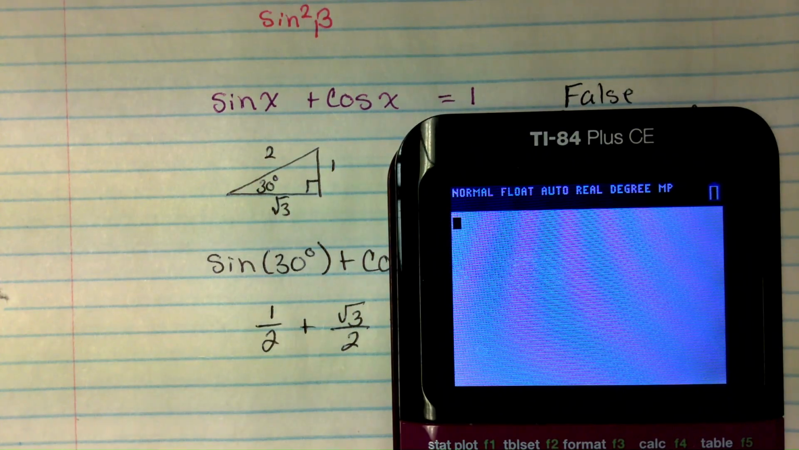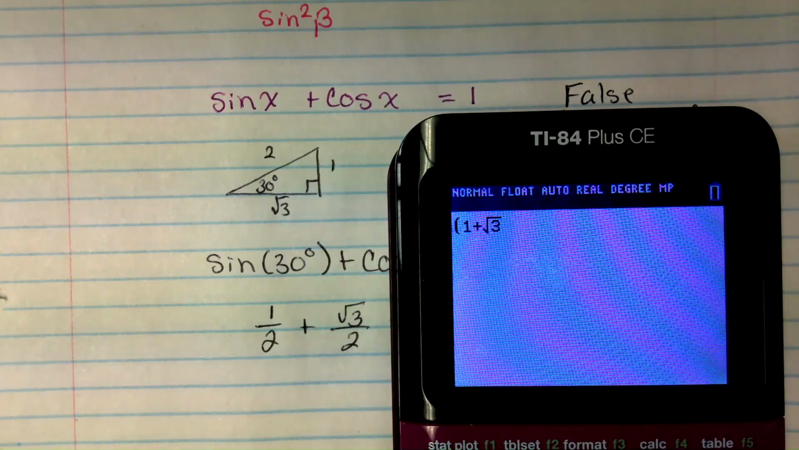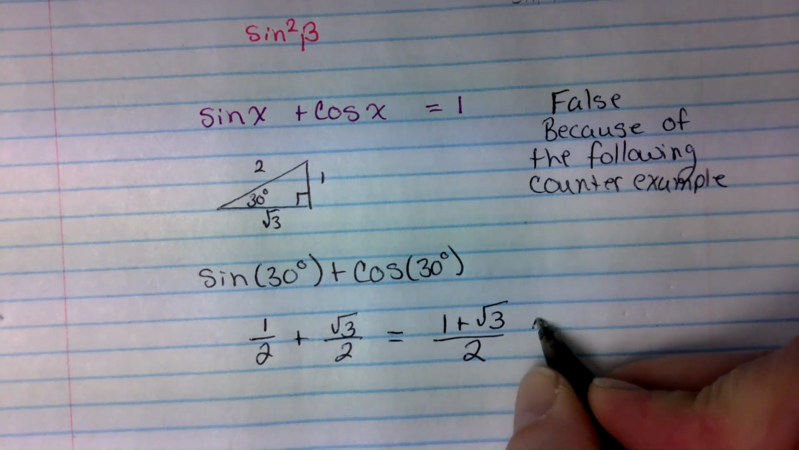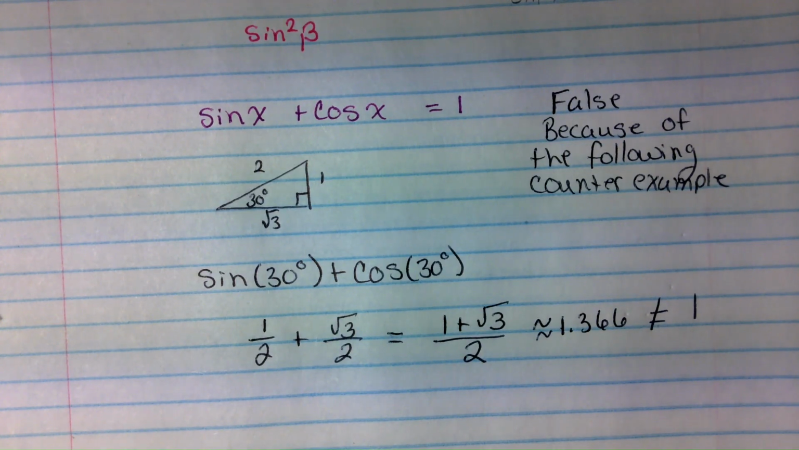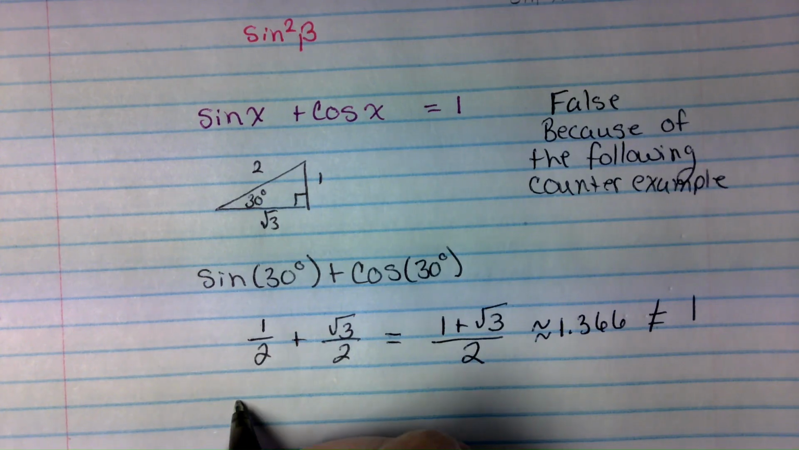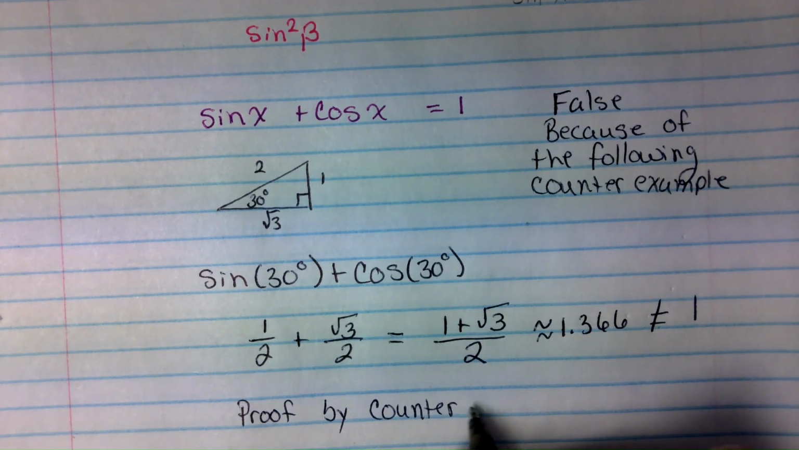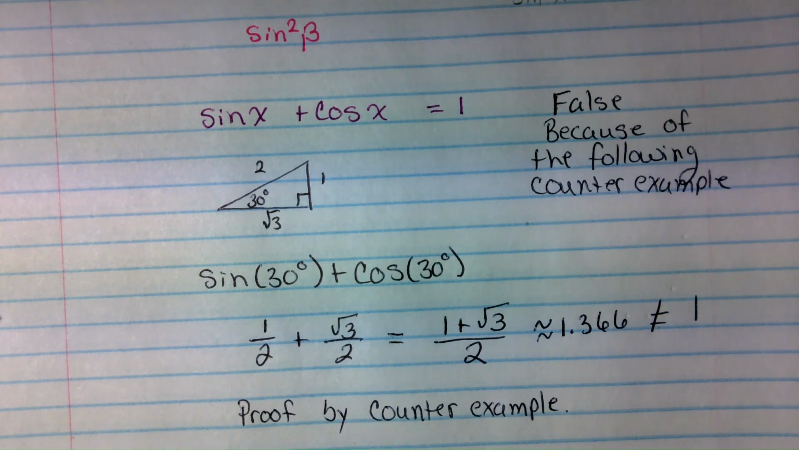Now if I go ahead and look at that on a calculator, that's approximately 1.366. Which does not equal 1. So we have now used an example to prove that this statement is false. So disproving something is super easy. You just need to do a proof by counterexample. Just find an angle that doesn't make it work, substitute it in, show that it doesn't work, and you're great.